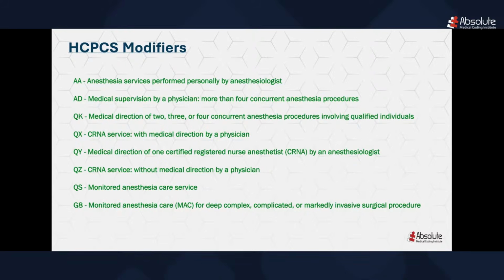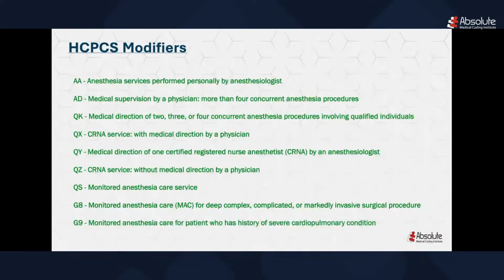And lastly, we have the G9 modifier. G9 is used for patients receiving MAC who have a documented history of severe cardiopulmonary disease. So these are high-risk patients and require increased vigilance.